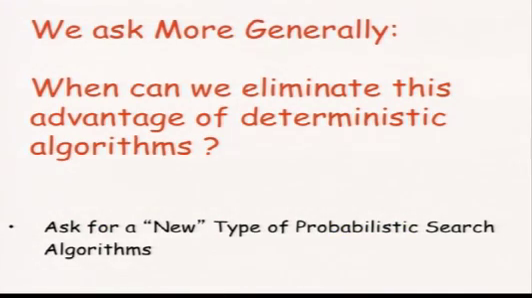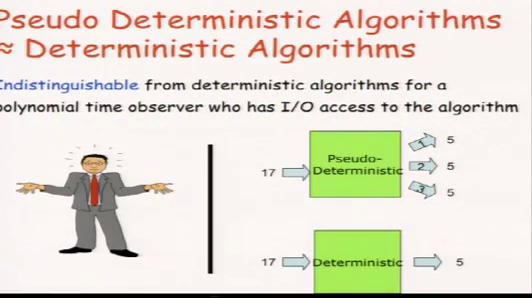So we think of that as a special case. I want to ask a more general question. When is this possible? When can we eliminate this advantage of deterministic algorithms? When can we have a probabilistic algorithm which doesn't give different outputs for different coins? That's going to be my goal. So actually I'm looking for a new type of probabilistic algorithm, which I'm going to call, as in the title of my talk, a pseudo-deterministic algorithm.